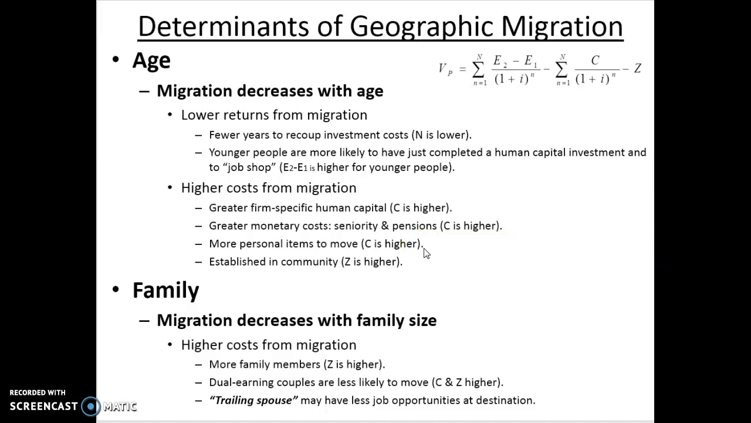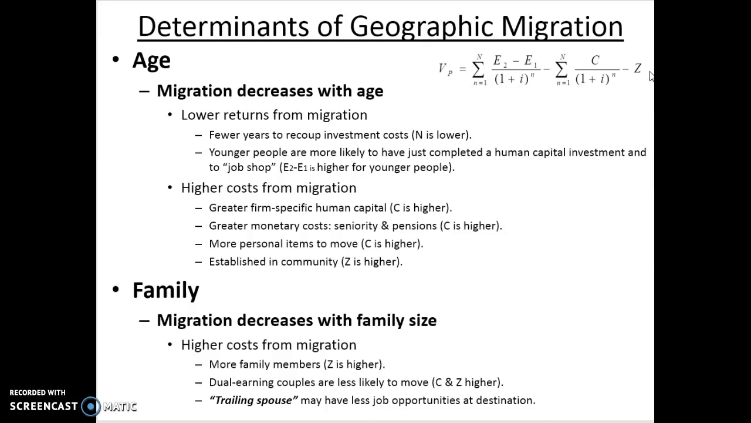I know somebody that moved in the past 2 years, and they spent $20,000 to move from the East Coast to San Diego because they're in their 50s and they've got a lot of stuff. Established in the community, Z is higher. The longer you stay in a particular region, the more roots you have there, the more committed you are to the community. I mean, something as simple as knowing the geography of your city, being able to seamlessly move around, knowing where the best restaurants are.